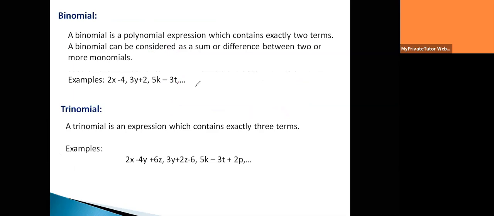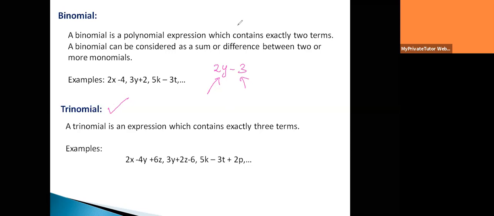Have a look at the second and third types. Binomial contains two terms in it. For example, you can see 2y minus 3. So this is one term, this is another term. If we have two terms, then we call it a binomial. So it is a type of polynomial. Trinomial, have a look at this. It has exactly three terms.